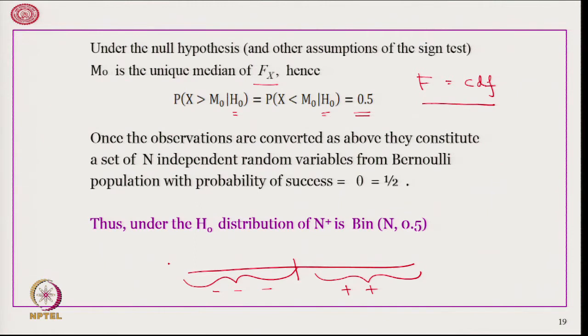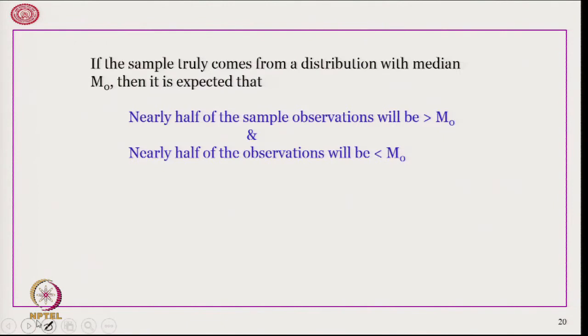Therefore, under H naught, the distribution of n plus, which is the number of observations giving a plus sign, is a binomial distribution with parameters n and 0.5 as the probability of success, where n is the number of observations. So, if the sample is truly coming from the distribution with median equal to m naught, then we would expect that nearly half of the sample observations are going to be greater than m naught and nearly half are going to be less than m naught. That comes under the null hypothesis, that is, the median is actually at the point m naught.